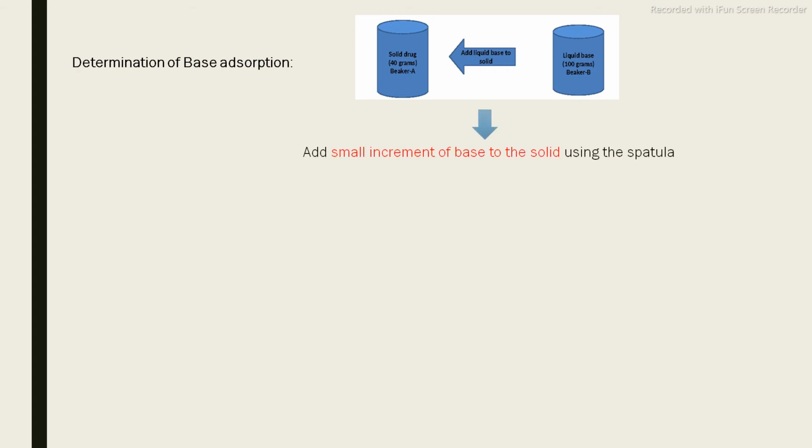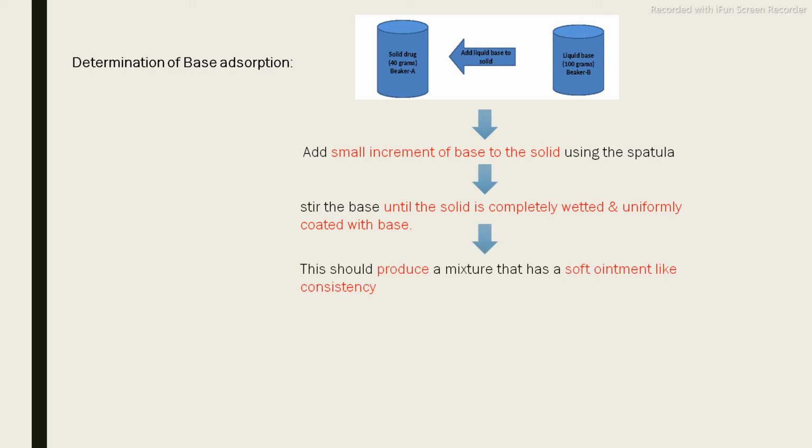Add small increment of base to the solids using spatula until the solid is completely wetted and uniformly coated with the base. So in this way, in small increment, you have to go on adding the liquid base to the solid until you get the desired consistency. So this should produce a soft ointment like consistency. So until you get soft ointment like consistency, you have to go on adding the liquid base to the solid.